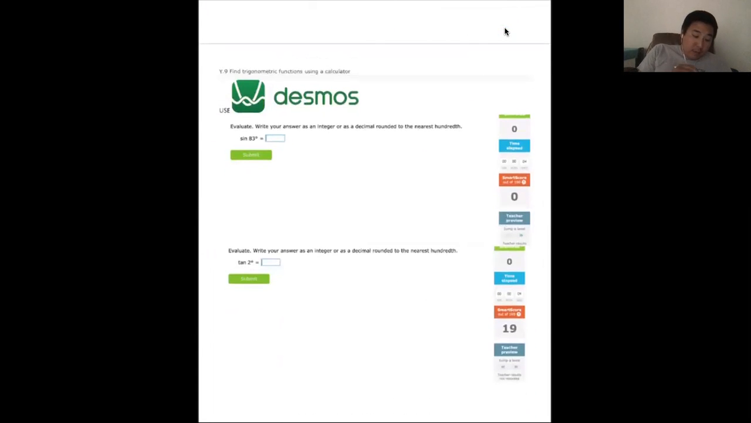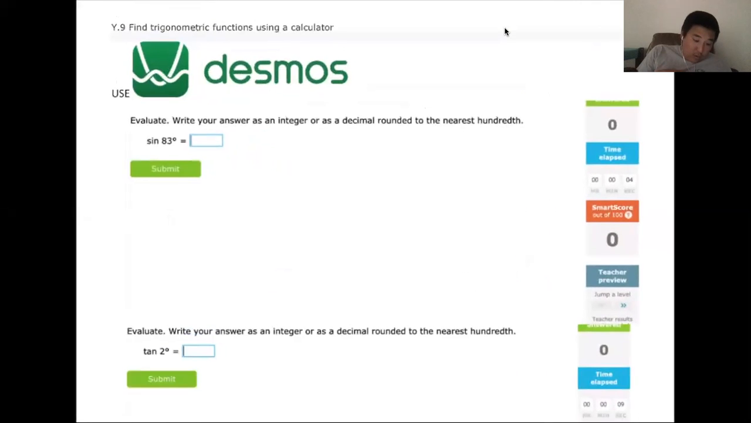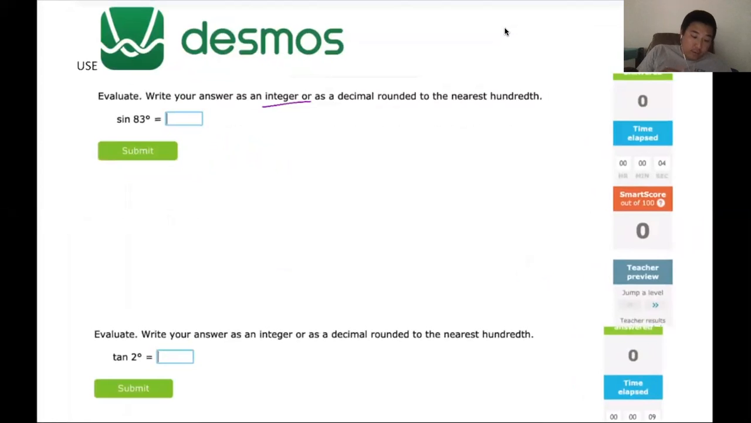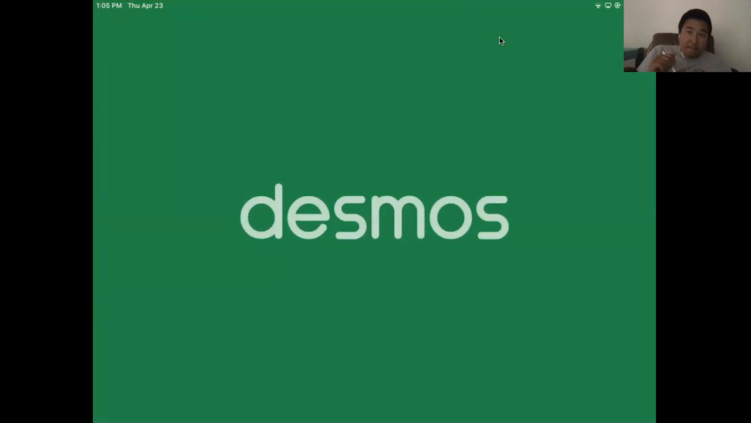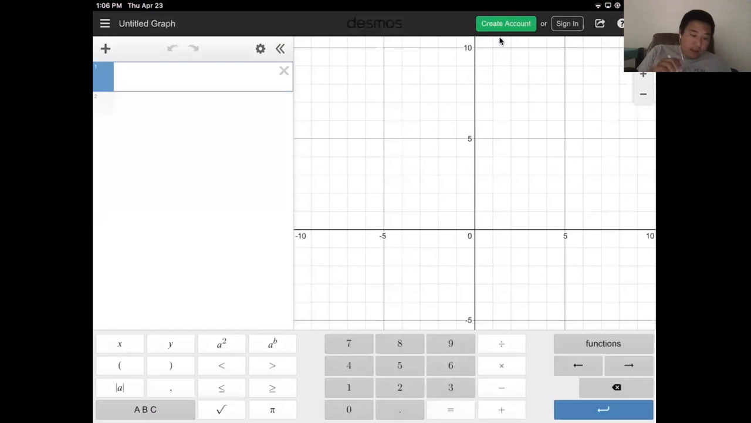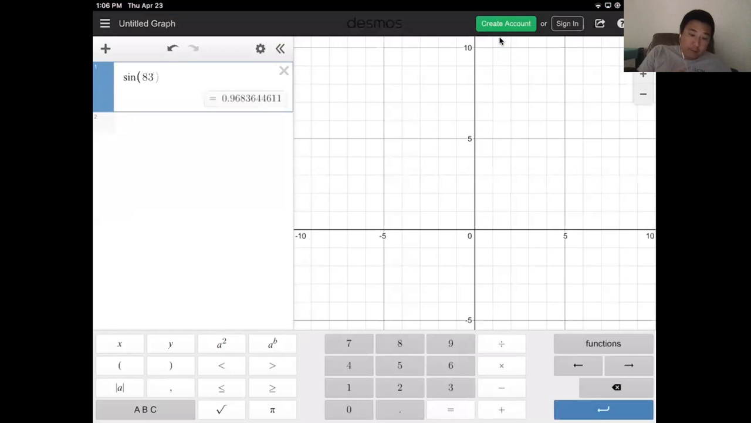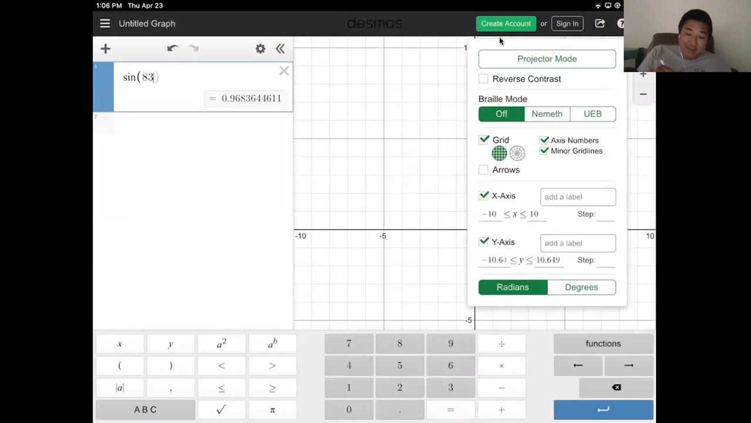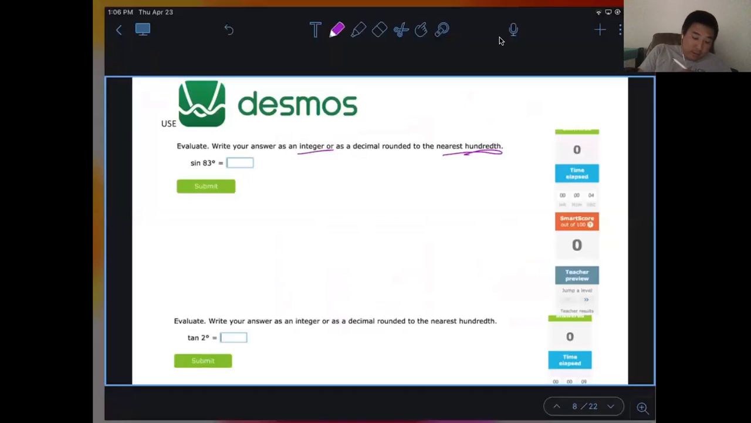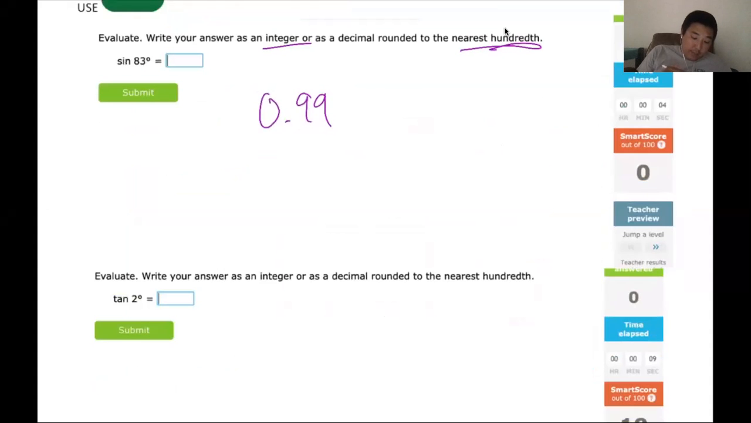So now, going to Desmos. You want to find sine of 83, and it says round to the nearest hundredth, so 2 decimal places. How do you get sine? You go to functions, trig, sine 83. And here's the hard part: if you go to the wrench, right now I'm in radian mode, so you have to switch to degrees. So it's 0.99. Tangent of 2. How do I know it's degrees? Because there's a little degree symbol here.